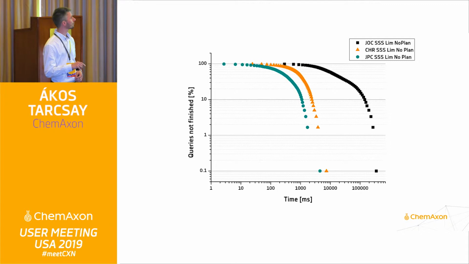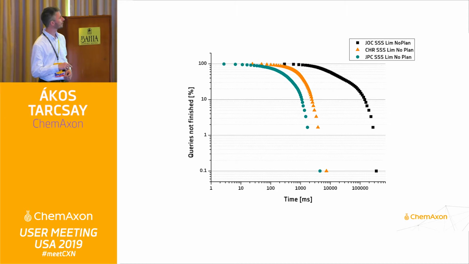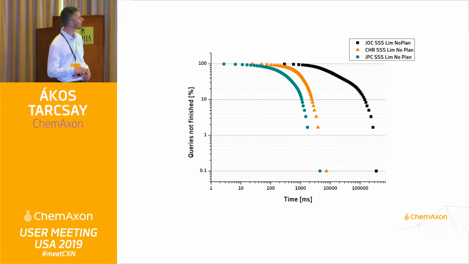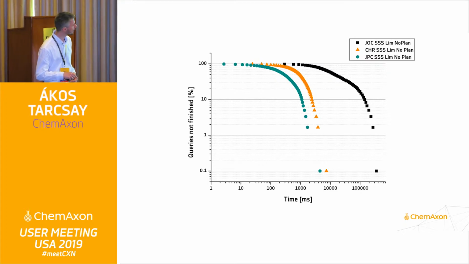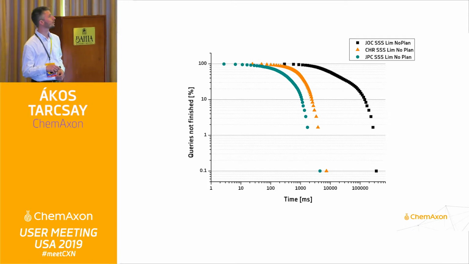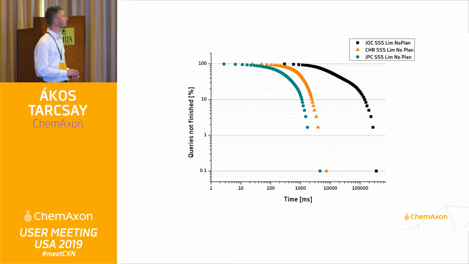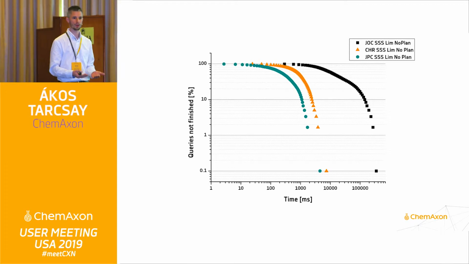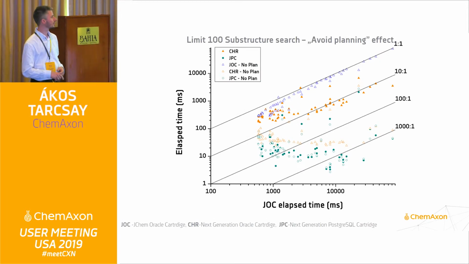Here you can see the time. This is the percentage of queries not finished. So 90% of the queries were finished in 1 sec with JPC, some 2 seconds or less than 2 seconds with Coral, and that took 200 or 100-ish seconds with the Oracle cartridge. So we also measured this no plan with the Oracle cartridge as well. So here you can see a very nice speed up. If you are looking for this really interactive query, you only have substructure queries, and you introduce this no planning, you will achieve quite nice speed improvements.